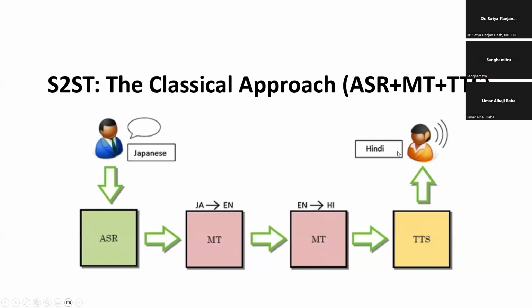So we could have had a single machine translation module as well, which would have converted the text in Japanese to text in Hindi. But here we have used an intermediate language, that is English, because for English, a lot of tools and technology is already available. So using such an intermediate language will be helping us in the translation process.